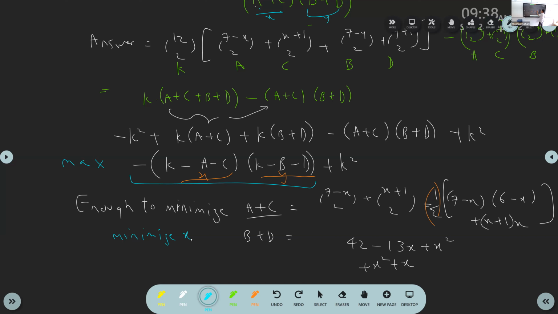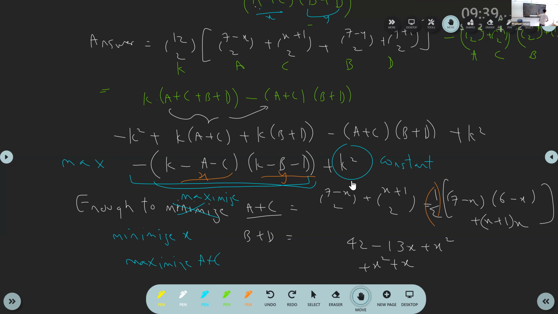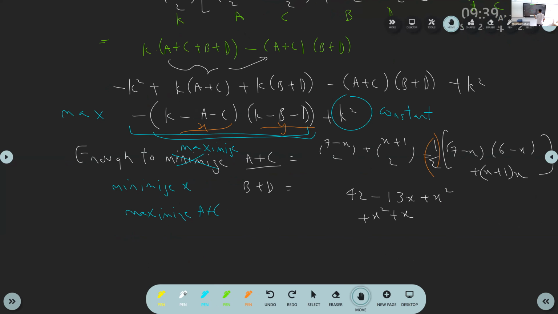See, the way this is set up, this is a constant anyway. So if this remaining value is as small as possible, then you'll be subtracting as little as possible. So we want to minimize x. And so minimize x means to maximize a plus c. So this was wrong. We want to maximize. Okay. And so here what I'm going to get, 2x squared minus 12.